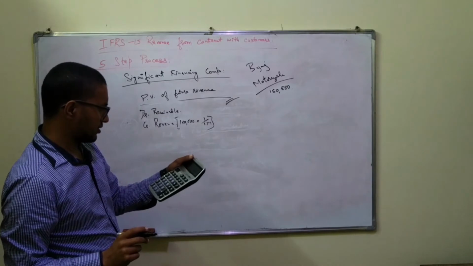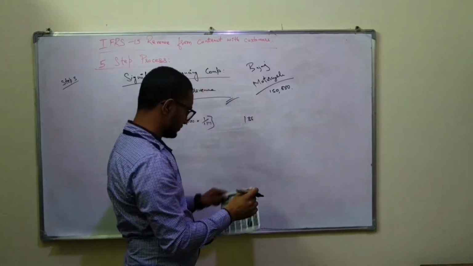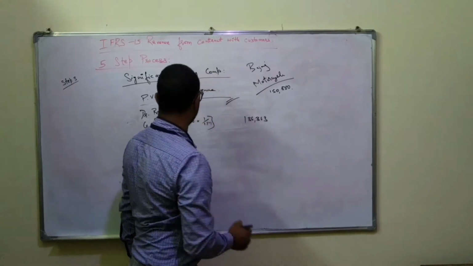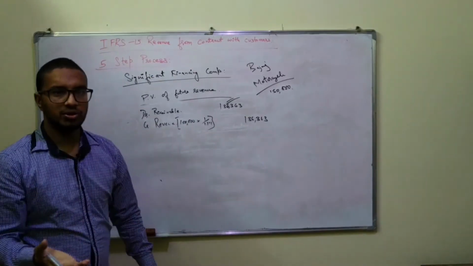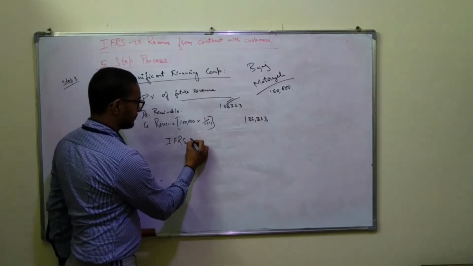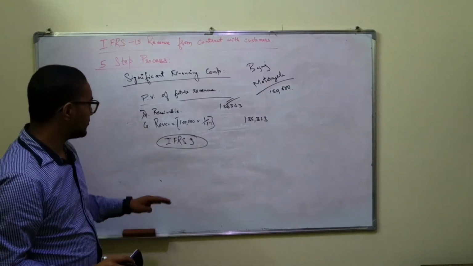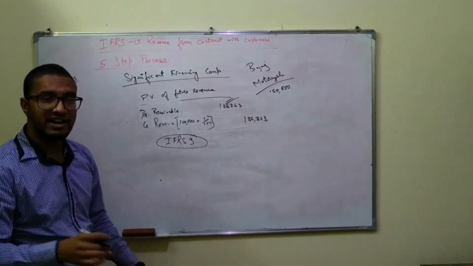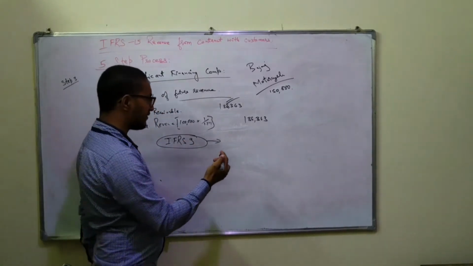That is 136,363. So this should be a receivable of 136,363. And then every year you will account for it as per IFRS 9. In the initial measurement, you would recognize this amount as revenue, and after that you would account for it using IFRS 9, because now this is a financial asset. It falls under IFRS 9 Financial Instruments.